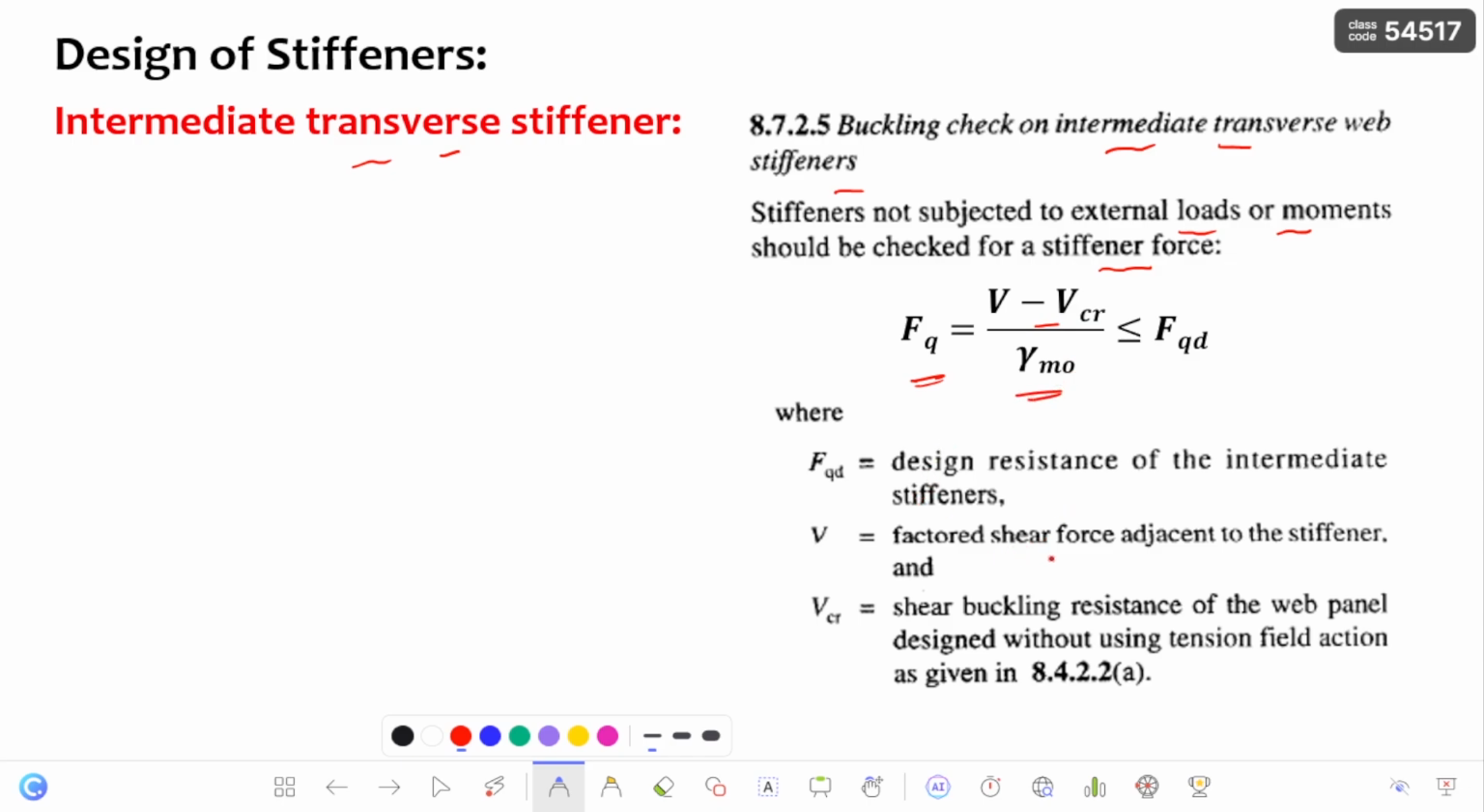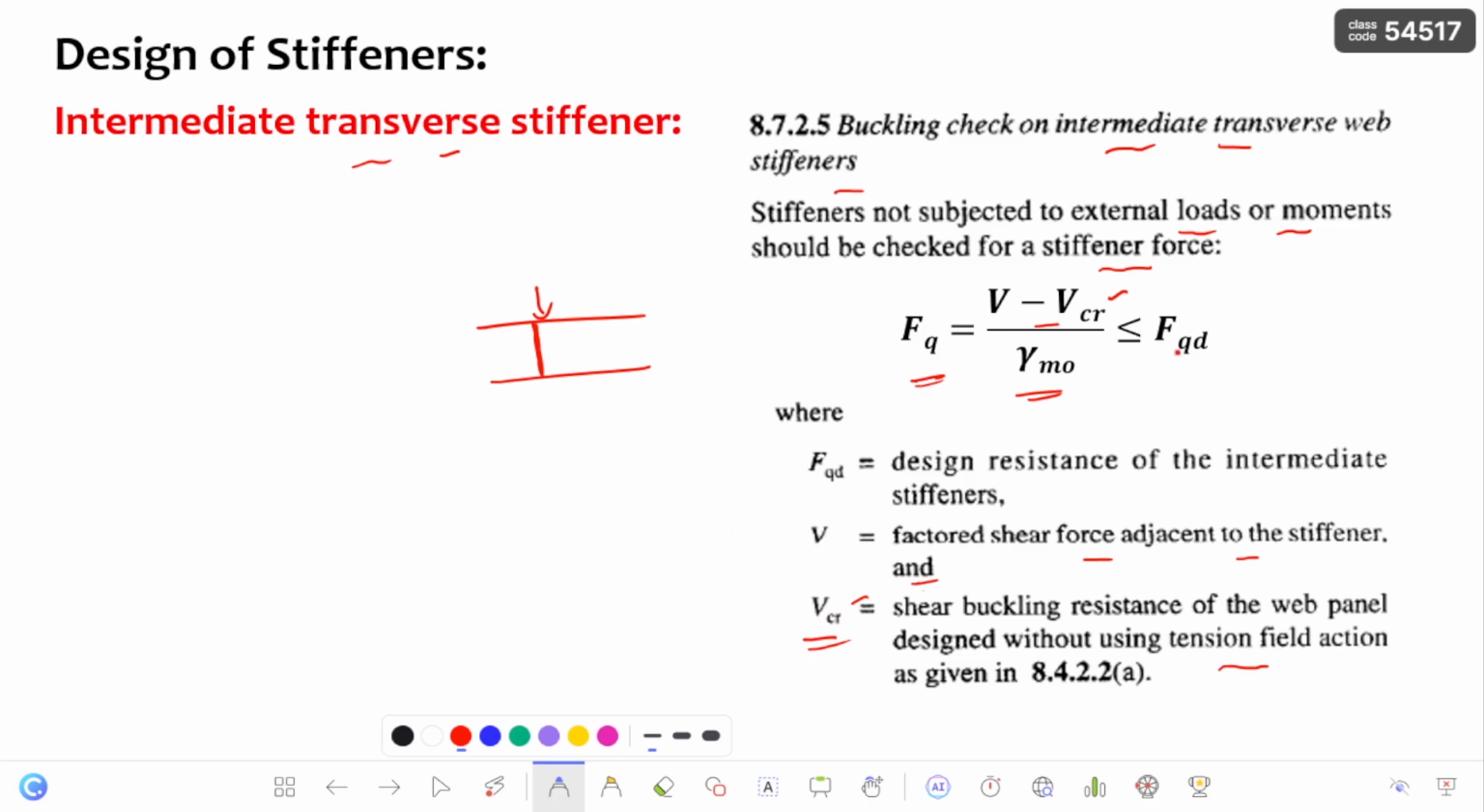V is the factored shear force adjacent to the stiffener. So if you consider a plate girder, this is a stiffener, and adjacent to the stiffener there may be a certain shear force; that factored shear force you have to consider in this case. And coming to Vcr, this is the shear buckling resistance of the web panel designed without using tension field action. I already explained about this Vcr in my previous videos, please go through it. So this is nothing but the shear buckling resistance of the web panel.